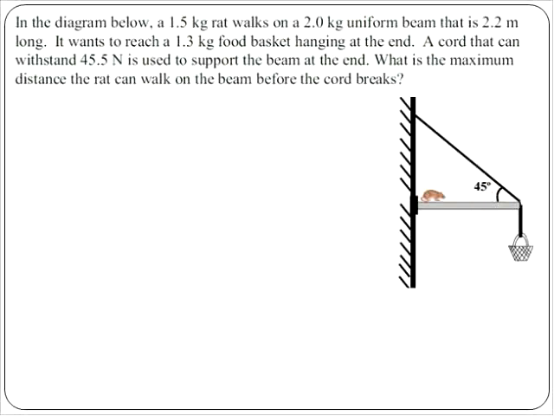So let's draw a diagram. Here's our beam. The forces on that beam are tension right here. We've got the force of gravity for the basket right here. We've got the force of gravity for the beam right in the middle, right here. And we've got the force for the rat right here. We're not sure how far he gets, so I'll just put it right there just for argument's sake. And we've got the force of the hinge right here.